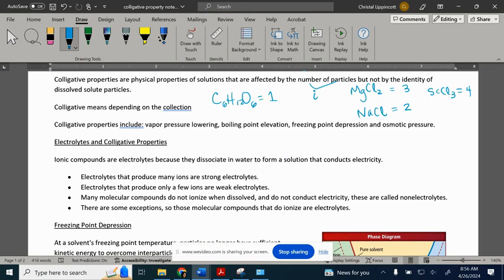These are all non-metals. Okay. That's how you can tell that this is going to stay together. These are metals and a non-metal. Metal, non-metal, metal, non-metal. This is ionic bonding. So it's going to break apart into its particles. All right. So I call that an interference factor.